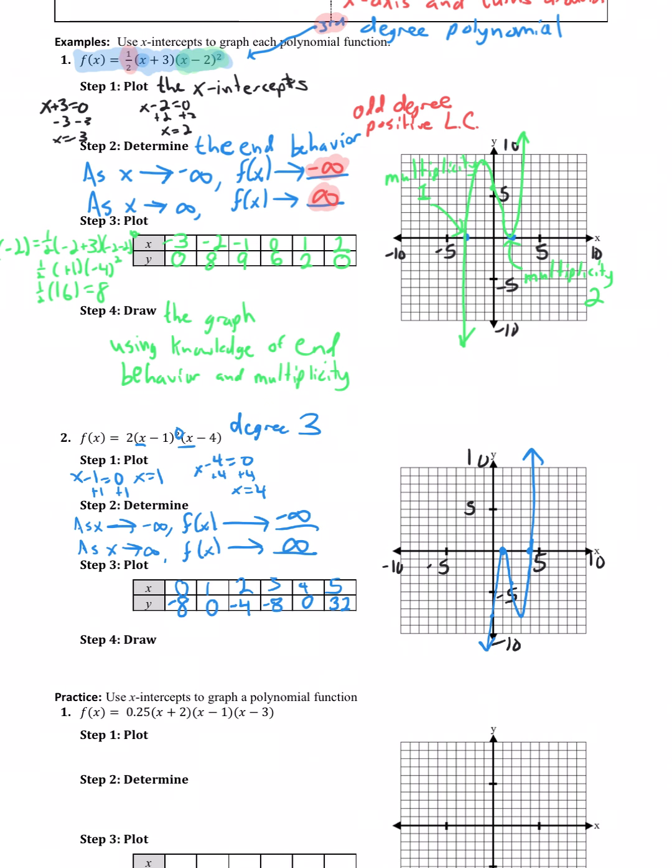And again, I see a multiplicity 2, where the x minus 1 is. It's going to just touch the x-axis and turn around. And I see a multiplicity 1, where the x equals 4 is. So that's how you can tell the difference between a multiplicity 2 and a multiplicity 1, and the reaction you're going to get there.